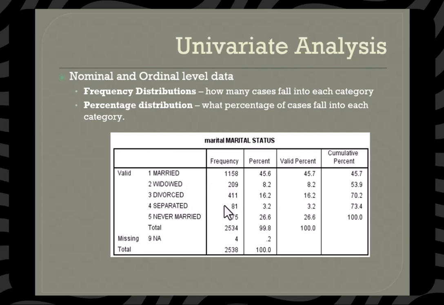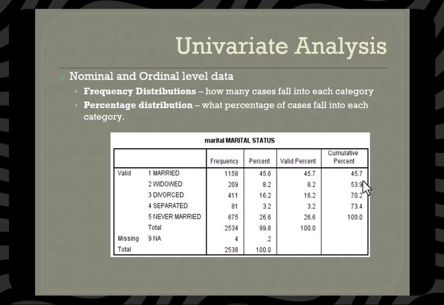Of that, we can also get what is called a valid percent. This is the percentage of cases that fall into each category minus the missing cases. So we're going to ignore this percent column and focus just on this valid percent. And so we can see that 45.7% of our sample are married, 3.2% are separated, and 26.6% are never married.